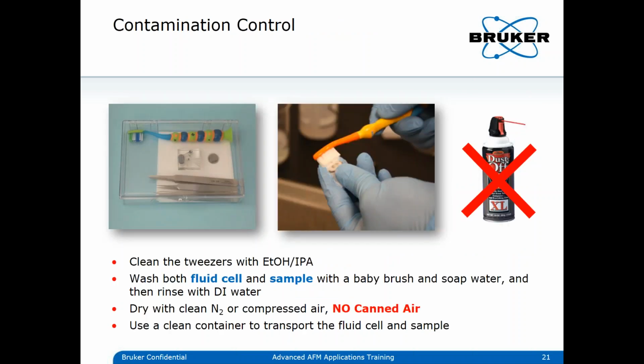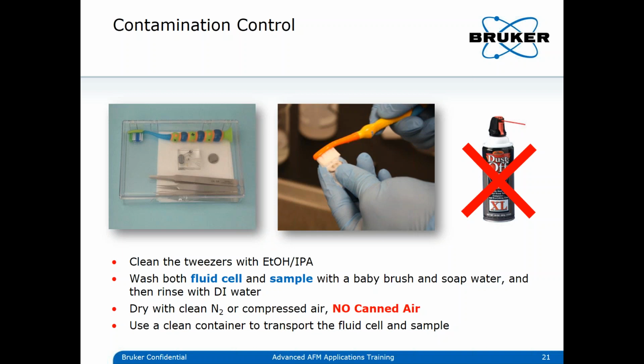To control the contamination, and this is a very important thing. If you work in liquids, for instance, you have to clean technically everything you're working with. You should wear gloves all the time, and you should start out with cleaning the tweezers you're using. You also should wash the fluid cell and the sample with a soft toothbrush. Here it says baby brush.